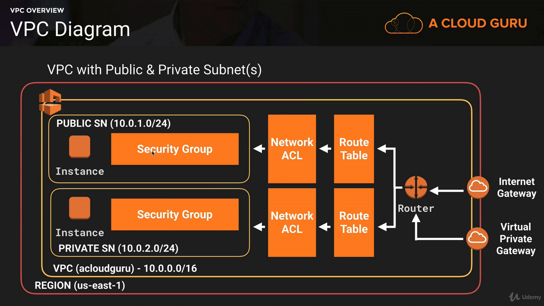We obviously then inside our subnets have our security groups, and these then protect our instances. So that's all a VPC is. It's basically a virtual data center in the cloud. It consists of a bunch of different things.